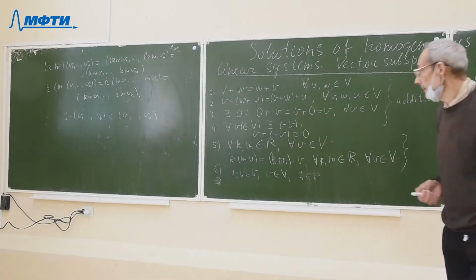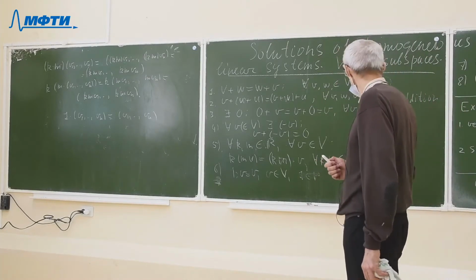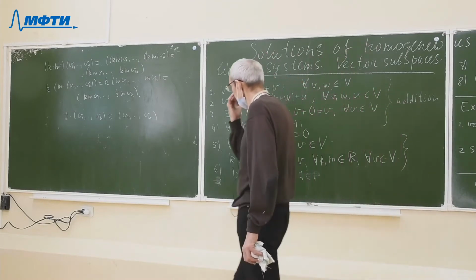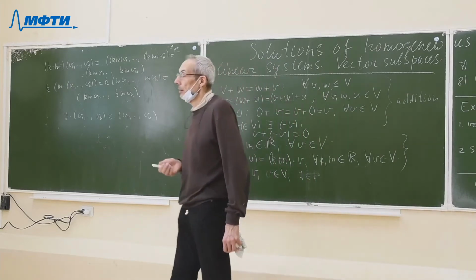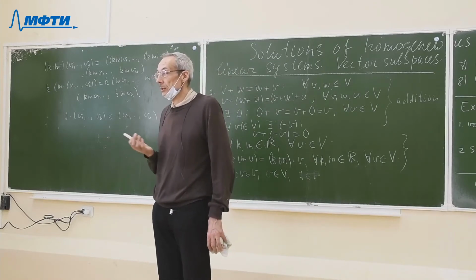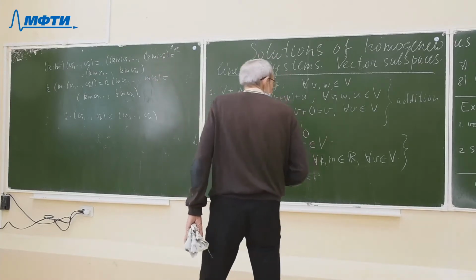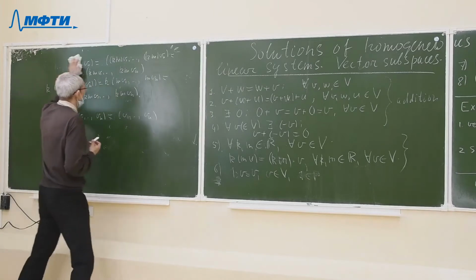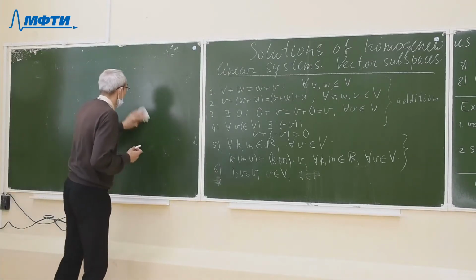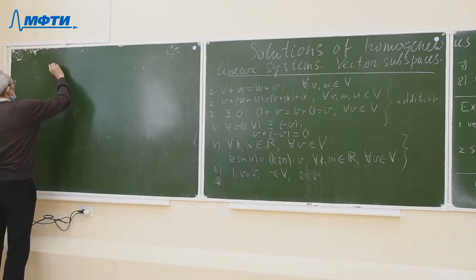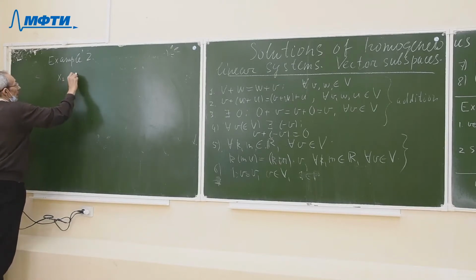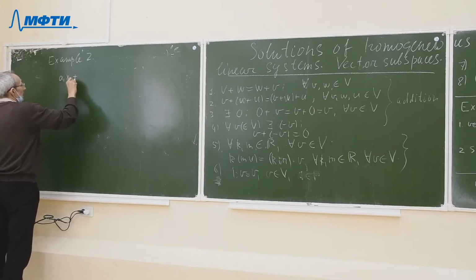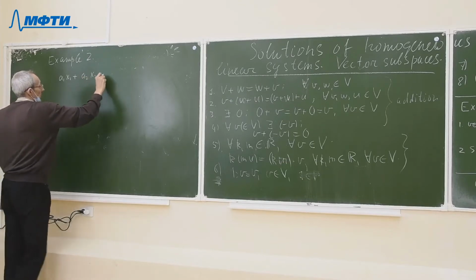And we have some derivative examples. We can consider some subspace of this vector space, which is the solution of some linear equation. The second example, example 2: let's consider the linear homogeneous equation.